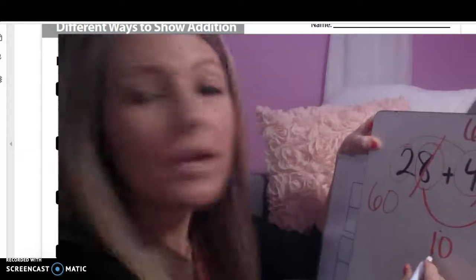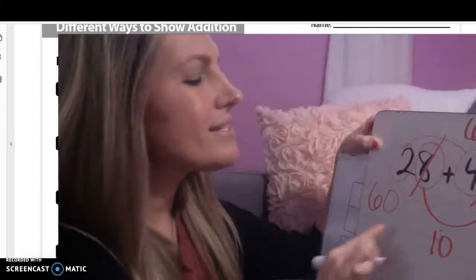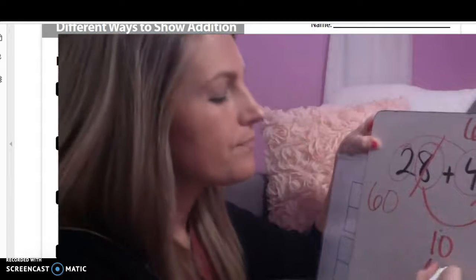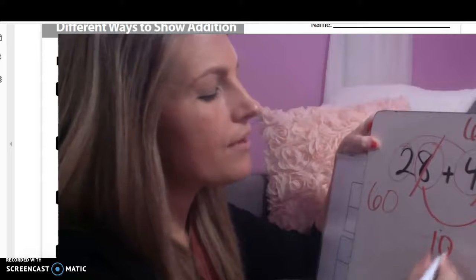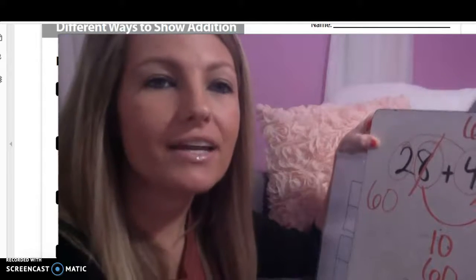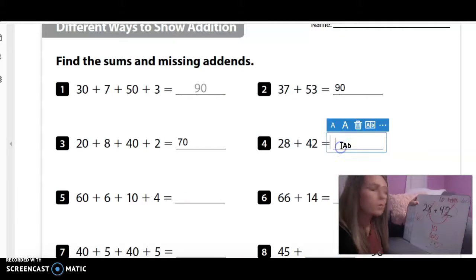So my new number sentence is 10 from the 8 and the 2 plus 60 from the 2 tens and the 4 tens. When I add my ones together, I get 0. When I add my tens together, I get 7. So I need to go back to my worksheet for number 4 and put in 70.